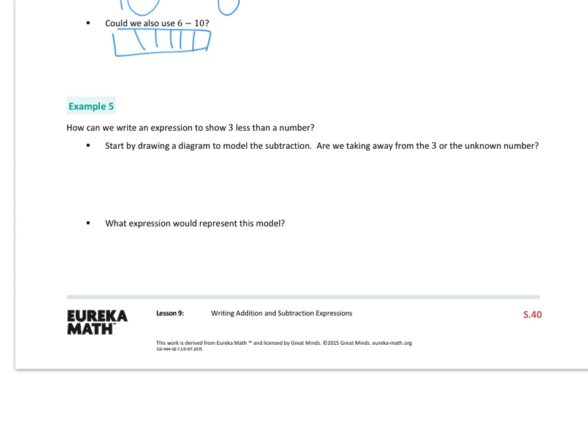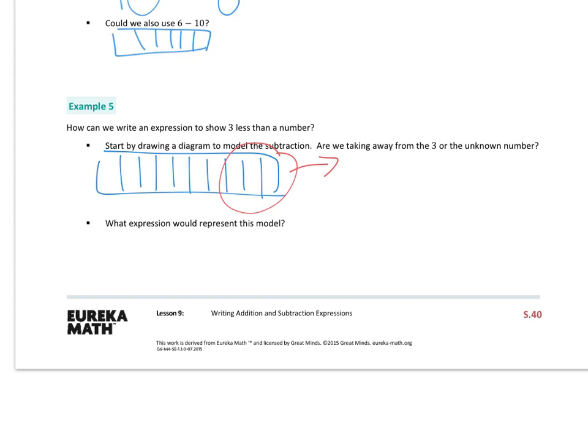And 5, how can we write an expression to show 3 less than a number? Let's just pick some number. I'll say 10. That's easy enough. So here I have a diagram showing 10, and I'm going to take 3 away. I'm going to take these 3, get rid of them.